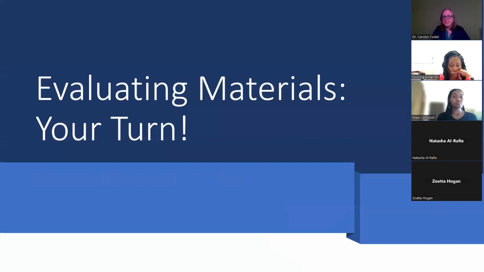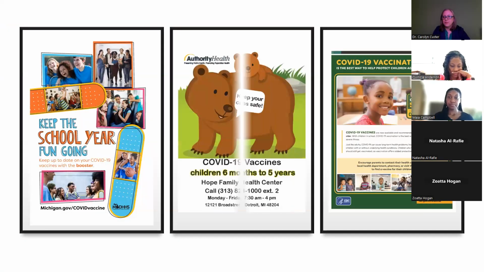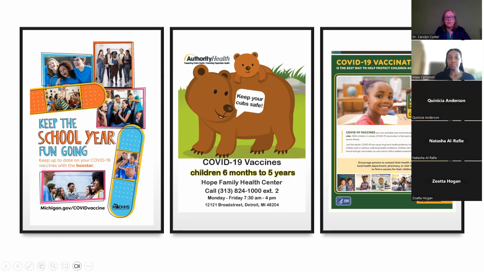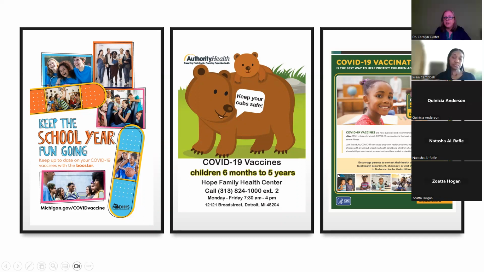So what we're going to do now is show you some examples of different health education materials, and we're going to ask you to let us know what you think based on what we just reviewed. All right, so the first set of flyers, there's 3. These are 3 COVID-19 vaccination flyers on children. The one on the left here is from MDHHS. The one on the right is from the CDC, and the one in the middle is one that Authority Health created. When you take a look at these 3, and there's no wrong answers, if you want to come off mute and let us know which one of these 3 would be most effective with the members or clients that you work with, and why.